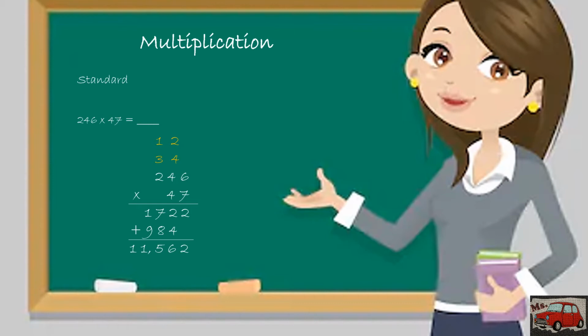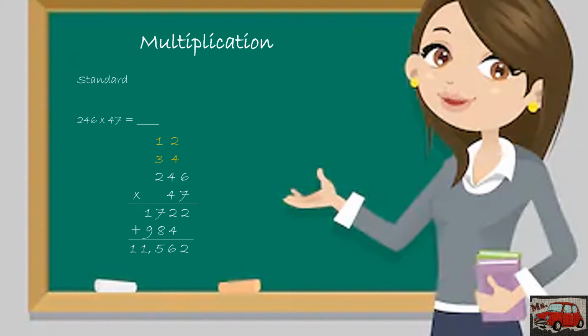Then, 7 times 4 is 28. And then, i-add ko yung 4 na nilagay ko dun. So, 28 plus 4 equals 32. Ibababa ko yung 2, ilalagay ko yung 3 sa susunod na number. 7 times 2 is 14. Plus 3, that is 17. So, I have 1,722.